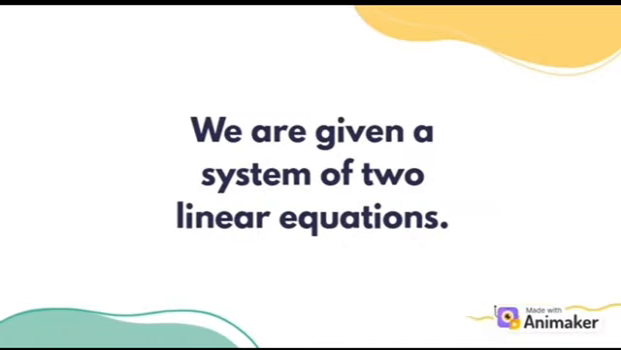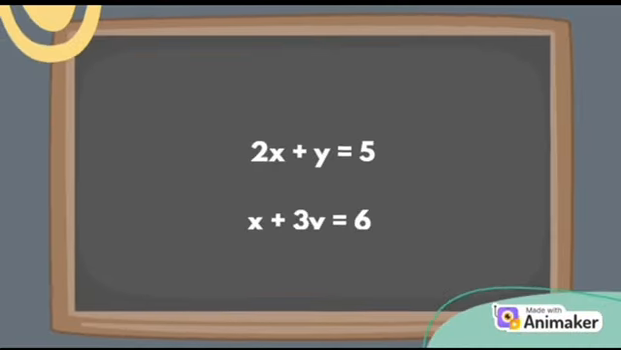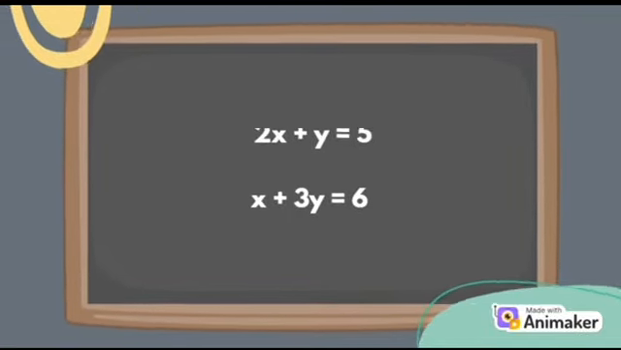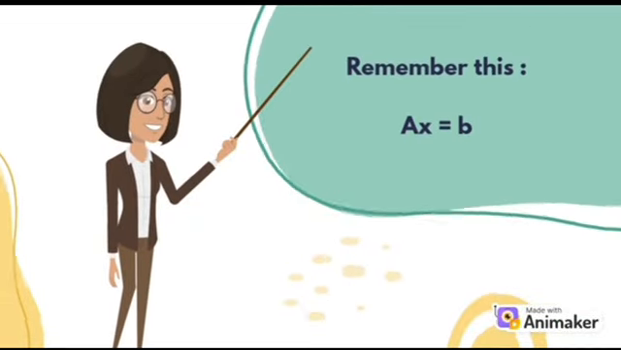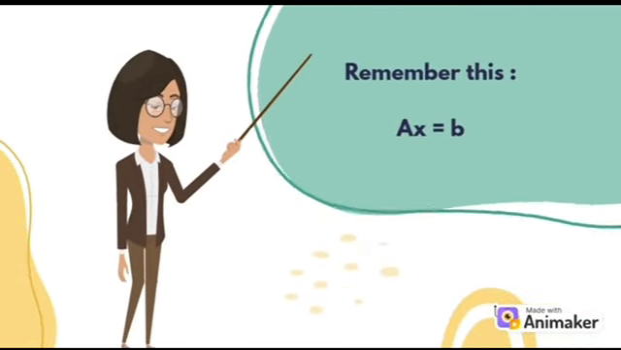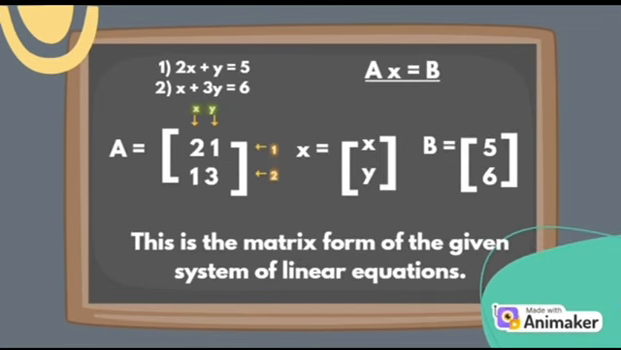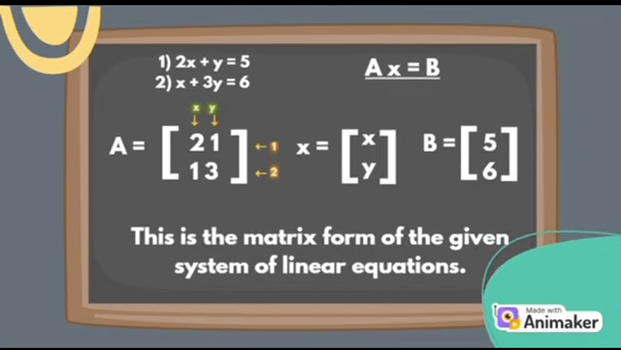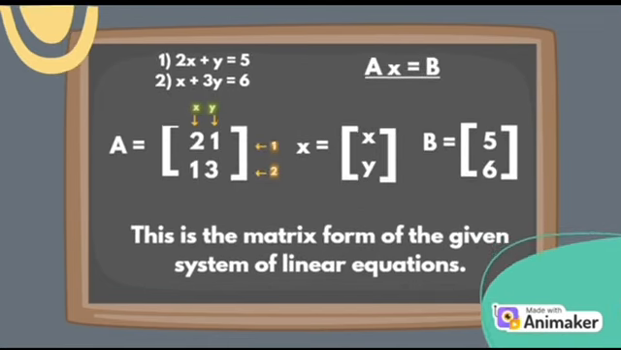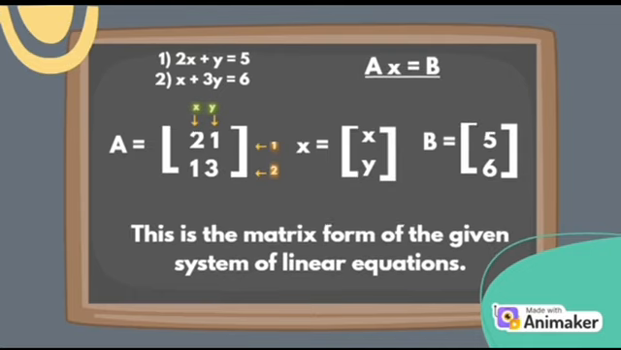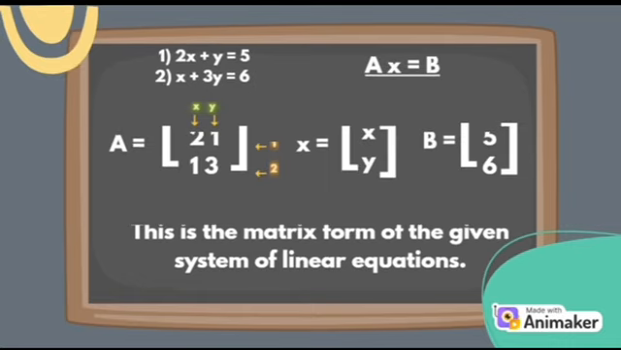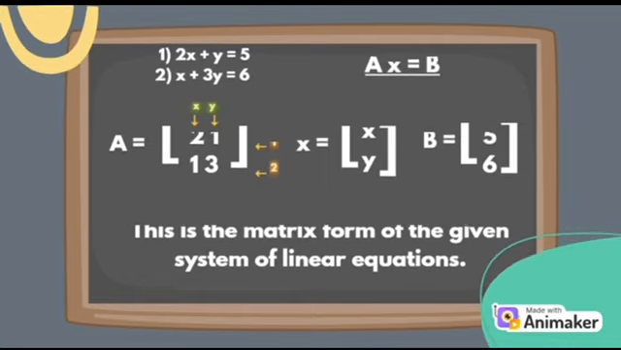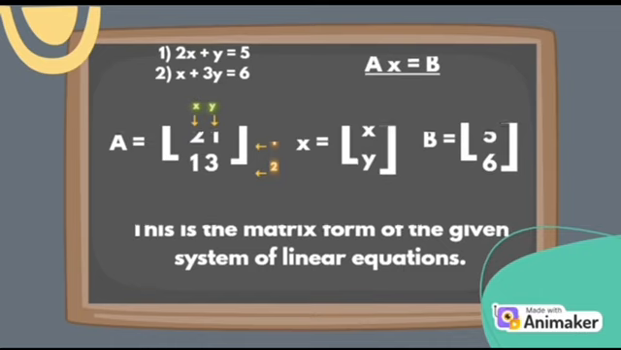First, we are given a system of two linear equations, which is 2x plus y equals 5 and x plus 3y equals 6. When doing matrix inverse, you guys should remember this: AX equals B. So, as we know, for the two linear equations, 1 and 2, we have to convert it into AX equals B, where A is 2, 1, 1, 3, X is x, y, and B is 5, 6. So, this is the matrix form of the given system of linear equations.